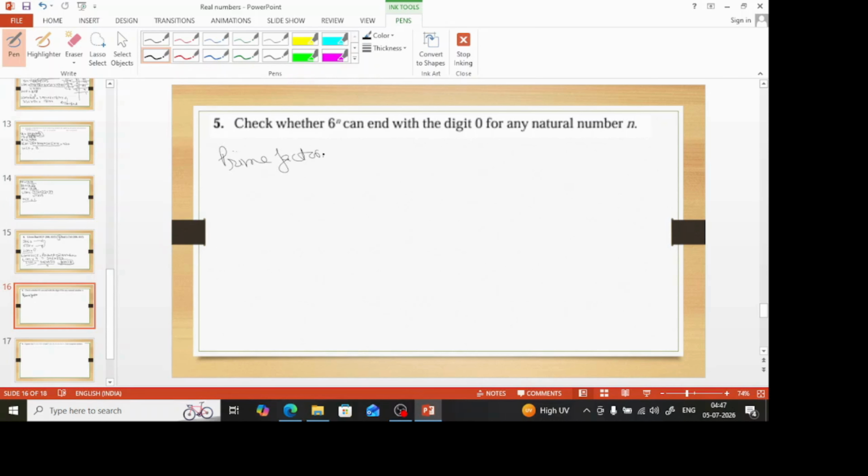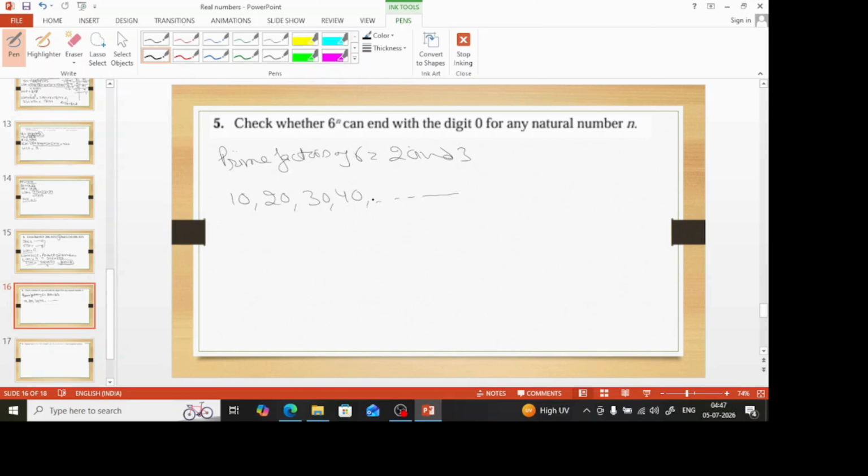Prime factors of 6 are 2 and 3. Means 2 can divide 6 and 3 can also divide 6. And there is a condition: if a number has to end with the digit 0, let's take any number, 10, 20, 30, 40.